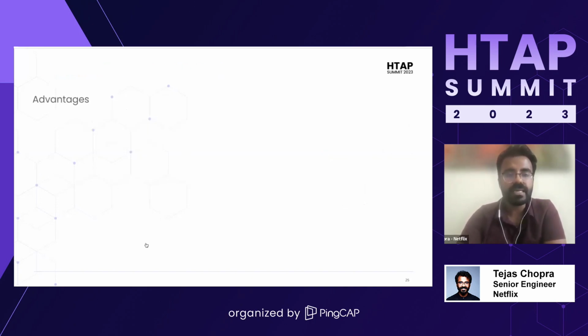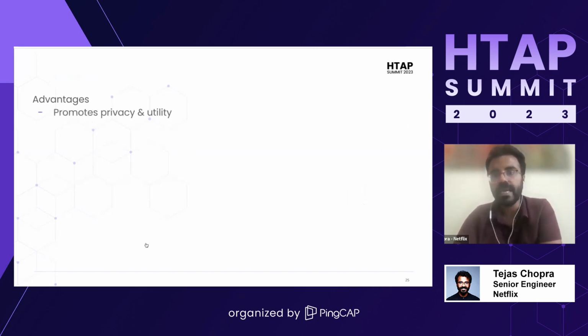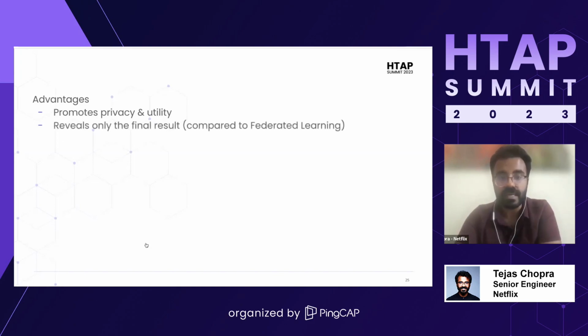So let us now talk about some of the advantages of secure multi-party computation. It can eliminate the trade-off between data privacy and data utility, since private and encrypted data doesn't need to be shared with a third party or the model owners. It only reveals the final result, compared to federated learning in machine learning, so it provides a higher security level. It is less resource intensive as well compared to other techniques.